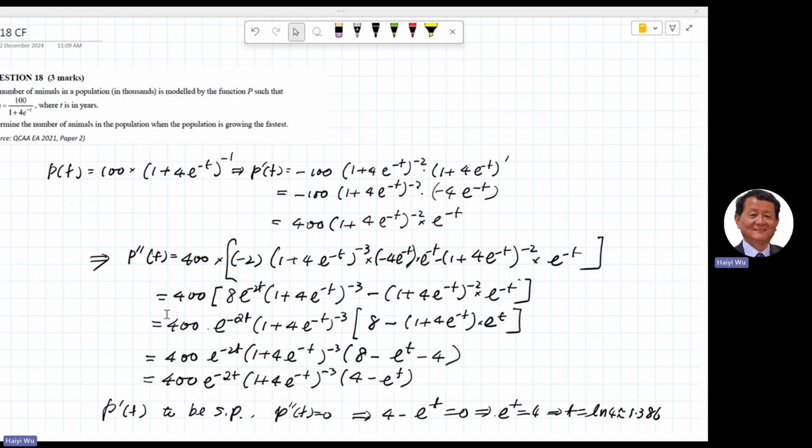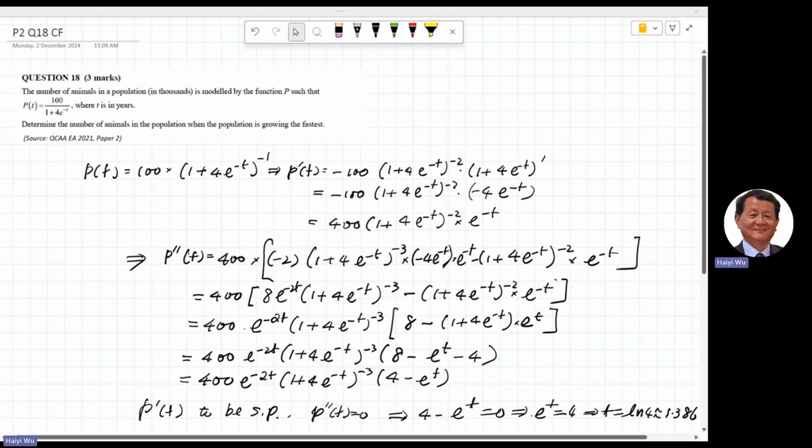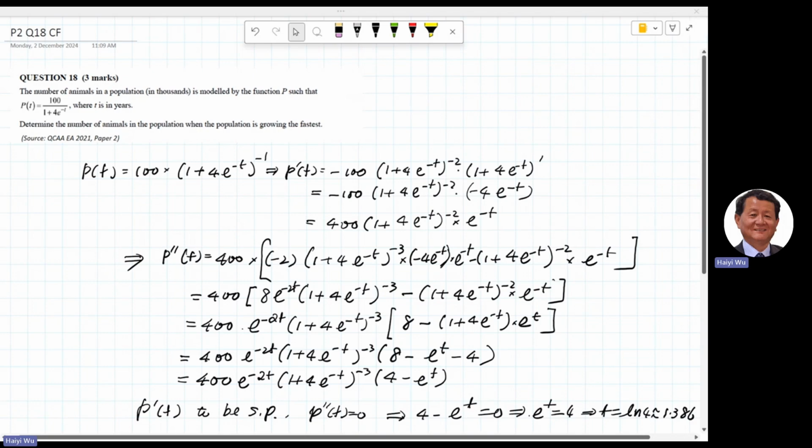We have got a question on the QCAA website, external assessment, Paper 2, 2021, question 18. Now, there's only 3 marks, but it's not an easy question. So we might define this as a complex familiar because we needed to use calculators. However, we need to understand what the question asks us to do.